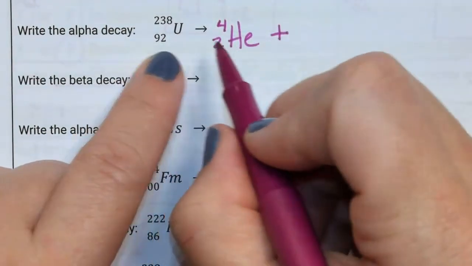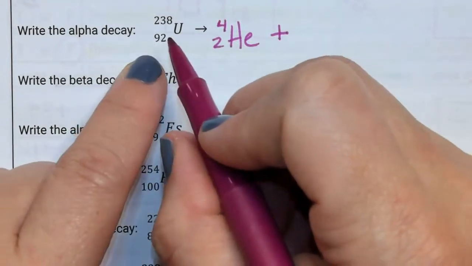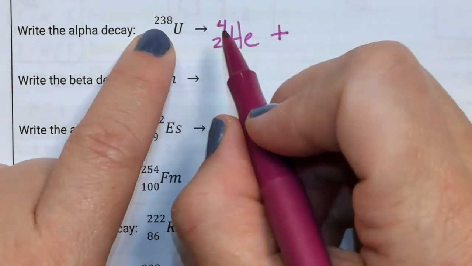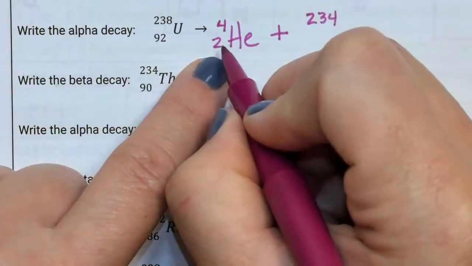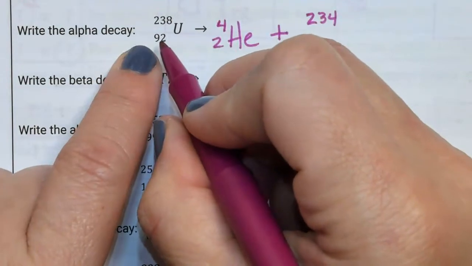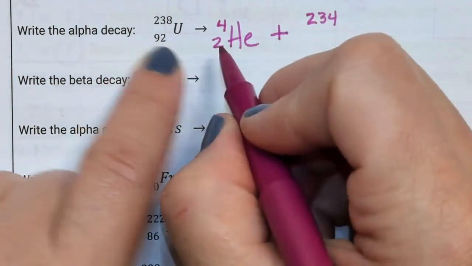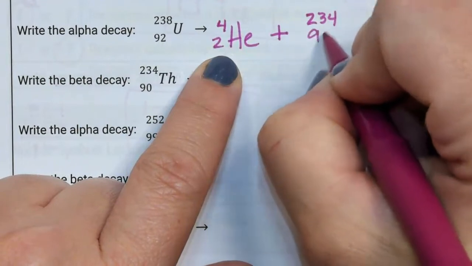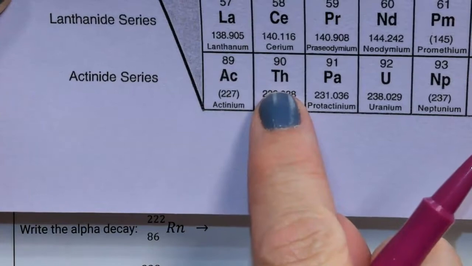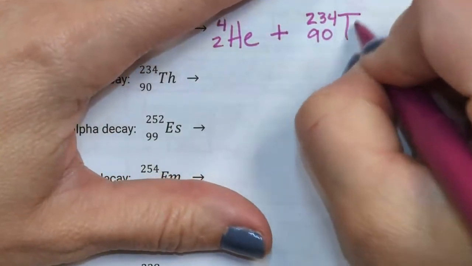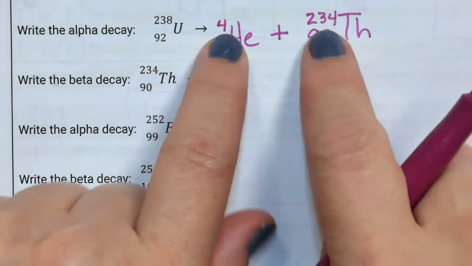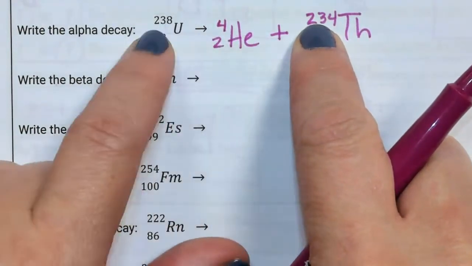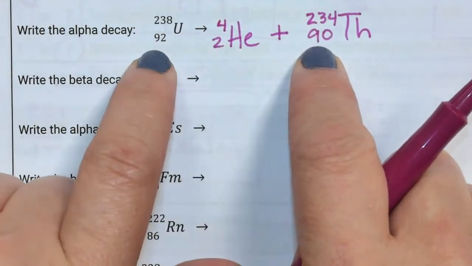If this loses a 4 over 2 helium, we end up with our mass 4 less than it was before, so my new mass is 234. The atomic number is going to be 2 less than what it was before, because we're going to lose 2, so that makes my atomic number 90, and then I can come on the periodic table to look at element 90, which is thorium. So this is thorium, and that is the alpha decay of uranium. Notice that these two added together equals 238, and these two added together equals 92.